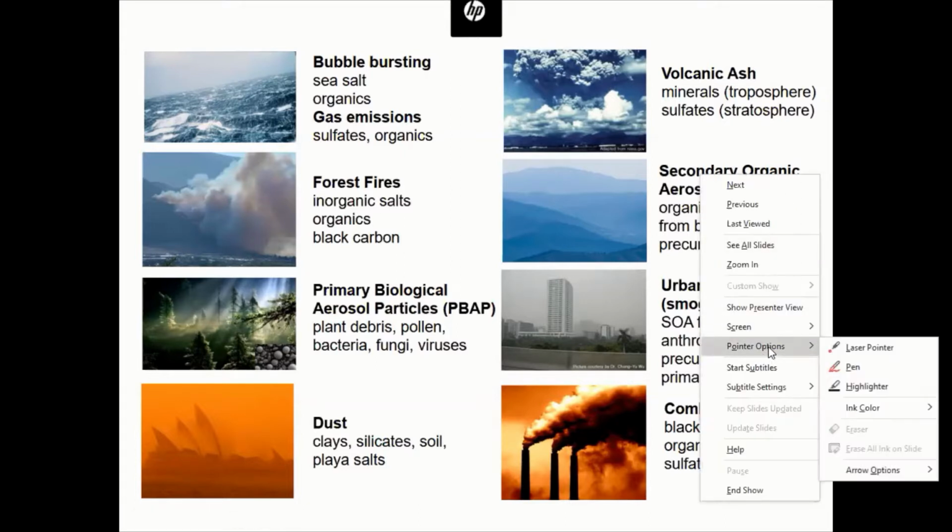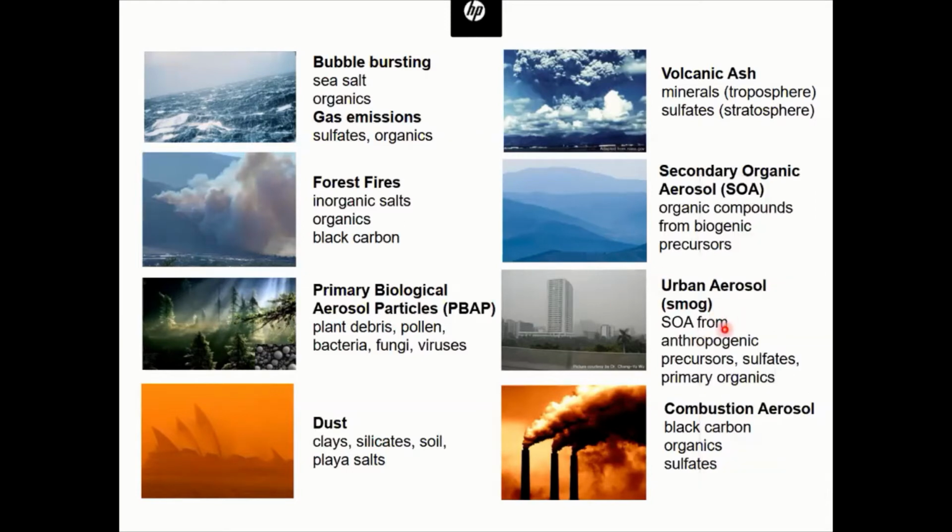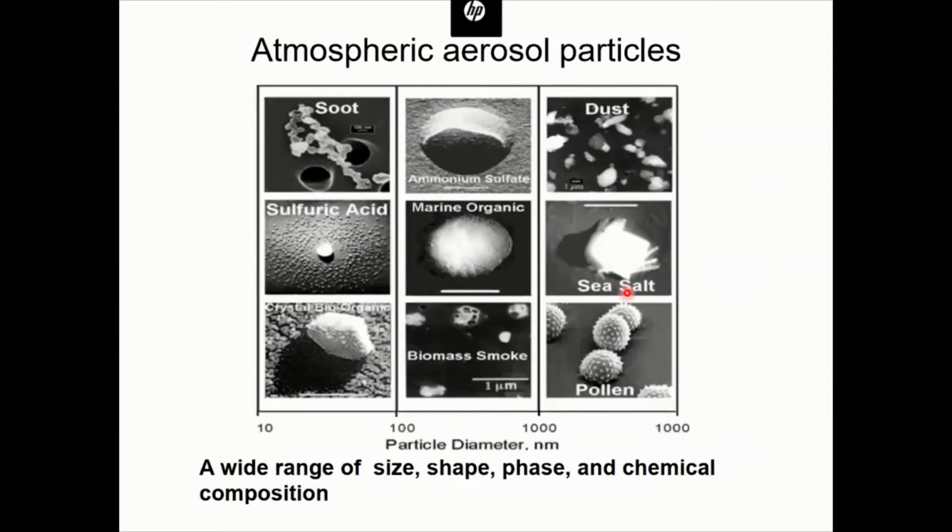So there can be urban aerosols or urban smog. These are, for example, fossil fuel combustion, coal-fired power plants, or diesel engines, car engines, and so on. And finally, there is combustion aerosol. Again, it's similar to the urban smog here. So there are all different types of sources of aerosols, sources of particles in our daily life.